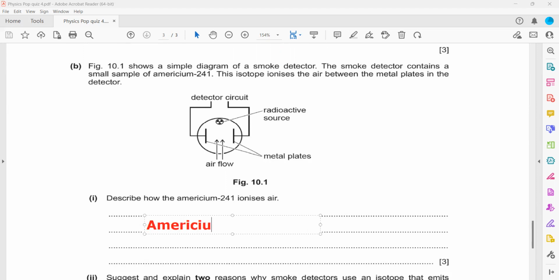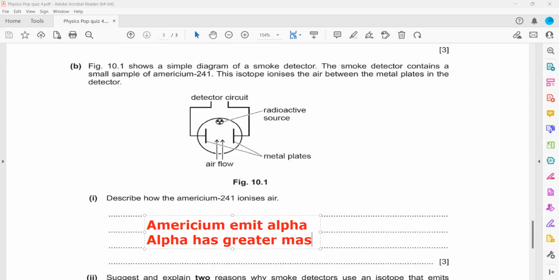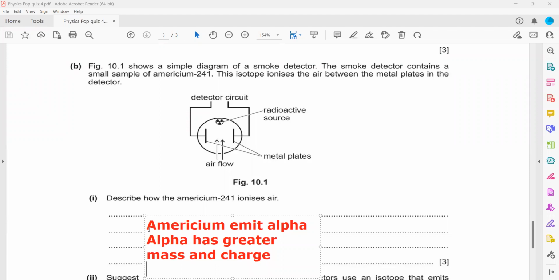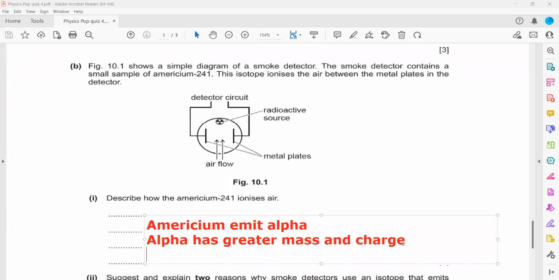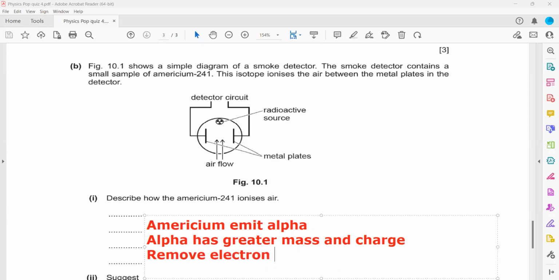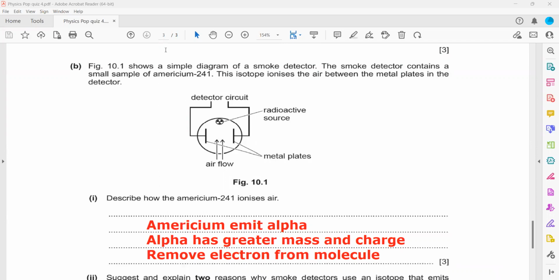1 mark is for stating that americium is emitting alpha. The second mark is that alpha has greater mass and charge. And the third, it will remove the electron from an atom or a molecule, you can also say. So this is how the marks are distributed.